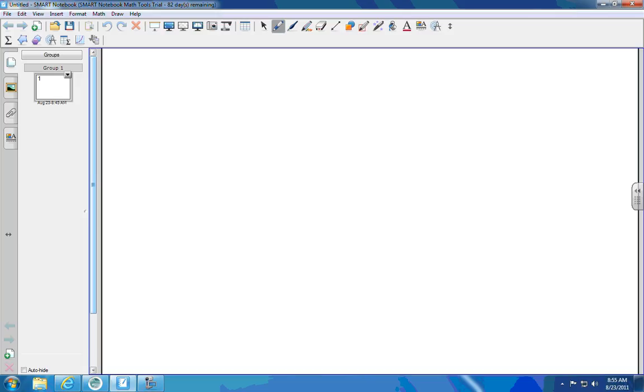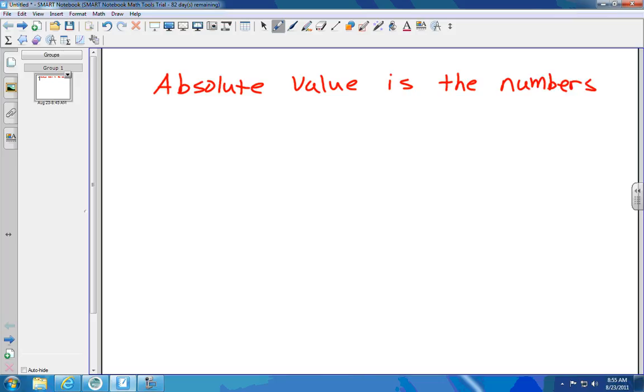Right. Absolute value is the number's distance from 0 on a number line. So since it represents a distance, it can't be negative. And that's what she was saying about the signs. It doesn't matter, it always has to be positive. Okay, you cannot have a negative absolute value.